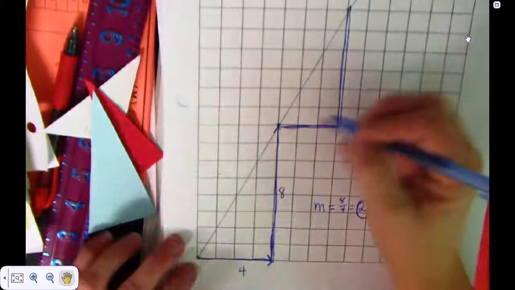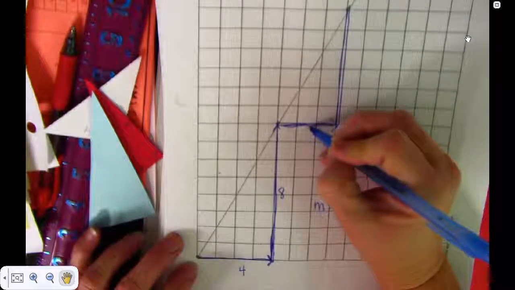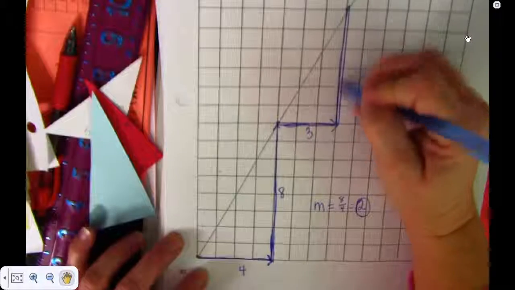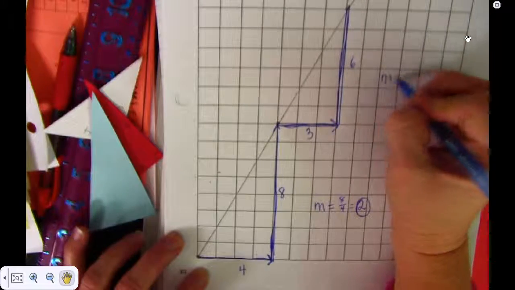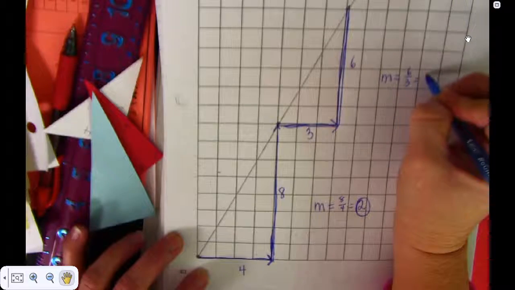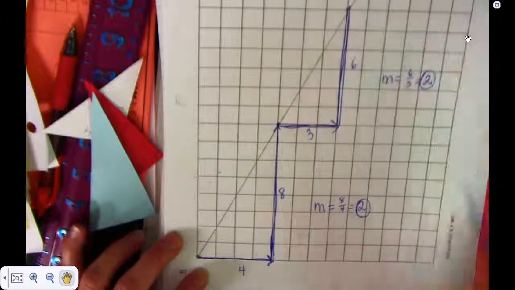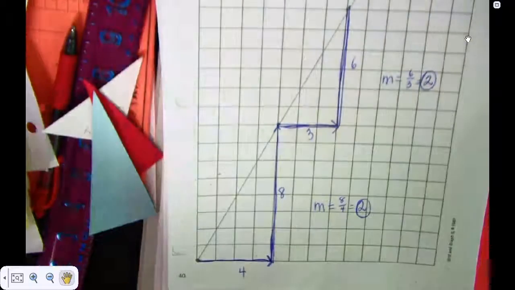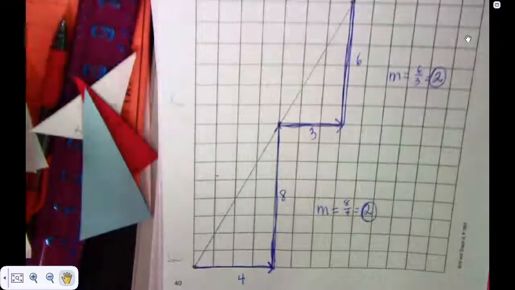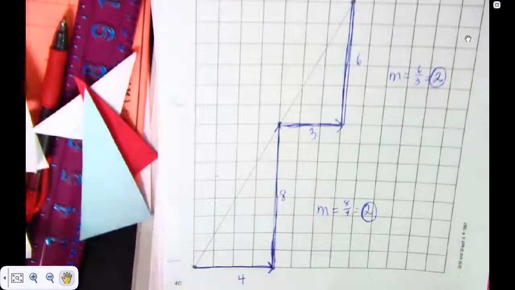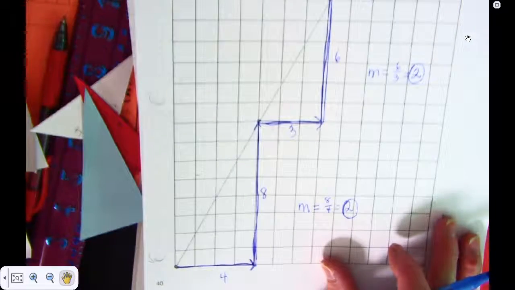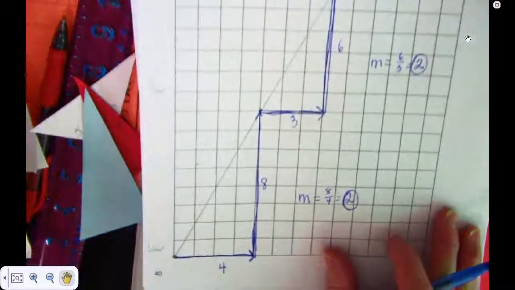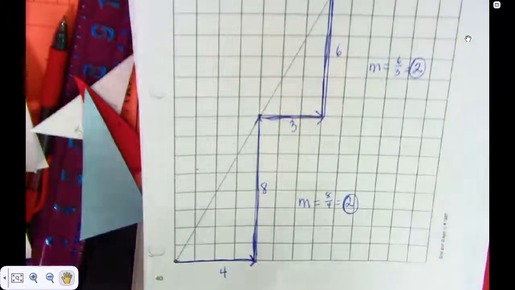Now let's do the red one. This goes over how many? 3. And this goes up 6. So what does 6 over 3 equal? 2. 6 divided by 3? 2. Okay. All right. Does that make sense? Can you see it, everybody? So they have the same slope.